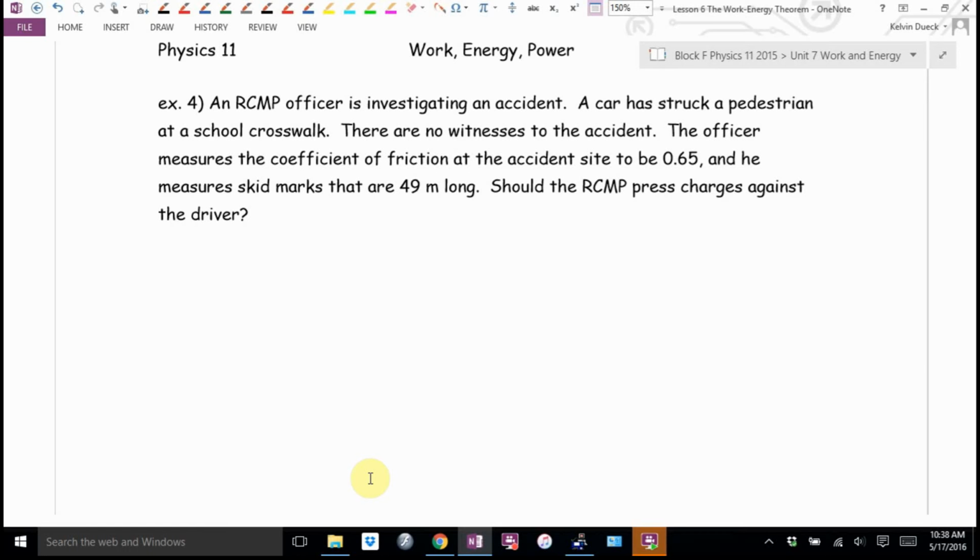So it says this: an RCMP officer is investigating an accident. A car has struck a pedestrian at a school crosswalk. There are no witnesses, no cell phones that magically manage to record how long the accident lasted for. The officer measures the coefficient of friction at the accident site to be 0.65. They have a little device they do that with. And he measures skid marks that are 49 meters long. They have a tape measure they do that with. Should the RCMP press charges against the driver?